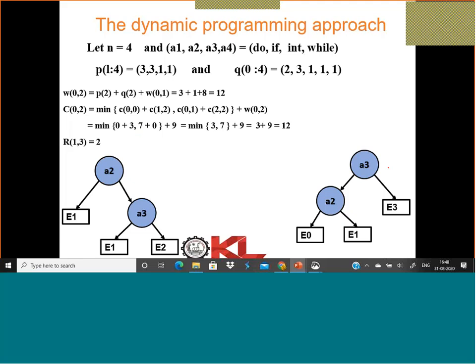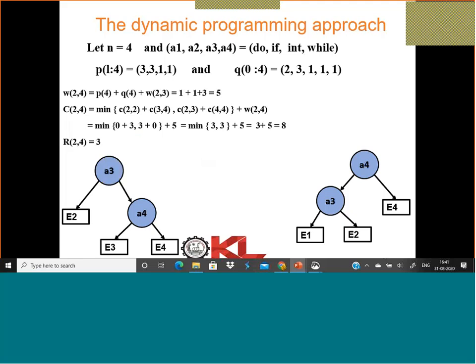Similarly, I want to construct the tree of size 2. This time the tree will have only A2 and A3. Previously it was A1 and A2. Now this subtree will have A2 and A3. When you are computing the same values, which tree is the optimal one? This is the optimal tree. What is the cost of that one? The total cost I am getting is 12 here. If you do it manually also, you will get the same value.